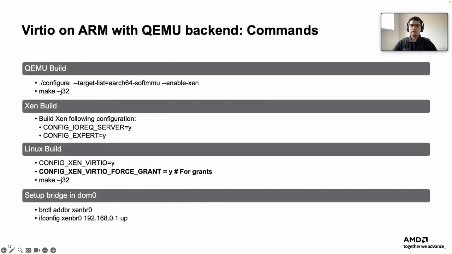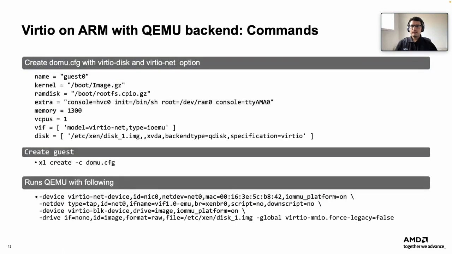Let's see the commands for using VirtIO with grants. Building QEMU is the same, building Xen is the same. For Linux, we just need to enable the grants for VirtIO, so there's a config option for that. And for the new domain creation, everything looks the same. It's just that we updated the toolstack with an option to enable the grant.